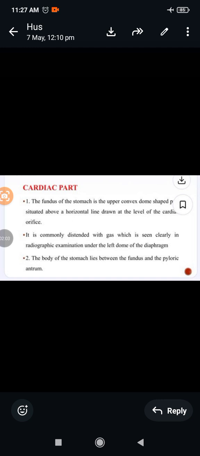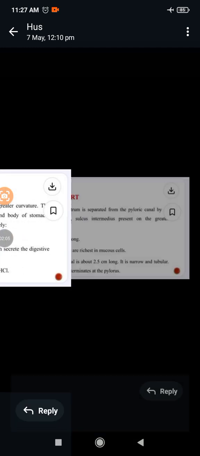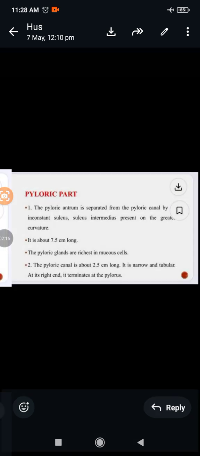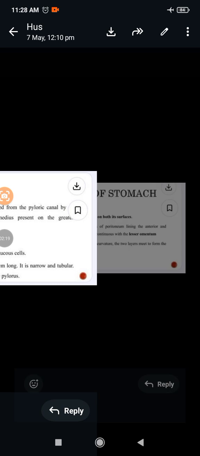The stomach can be divided into two parts, the cardiac part and the pyloric part. Cardiac part: the fundus of the stomach is the upper concave dome-shaped part situated above the horizontal line drawn at the level of the cardiac orifice. That is the cardiac part. Next, the pyloric part: the pyloric antrum is separated from the pyloric canal by the inconstant sulcus intermedius present on the greater curvature. That is the pyloric part.